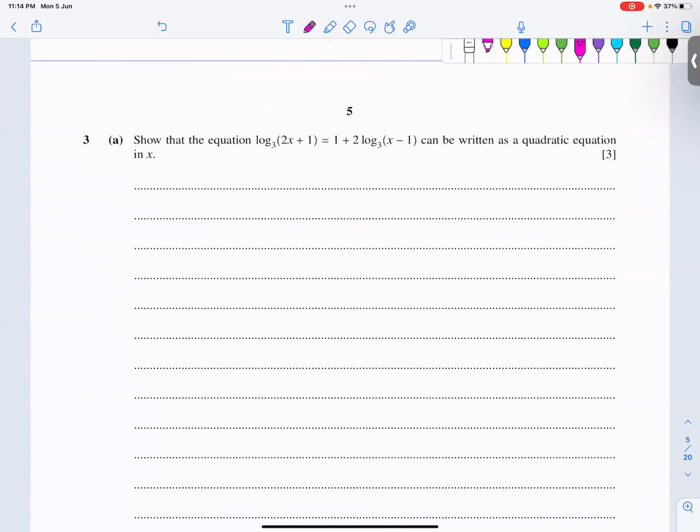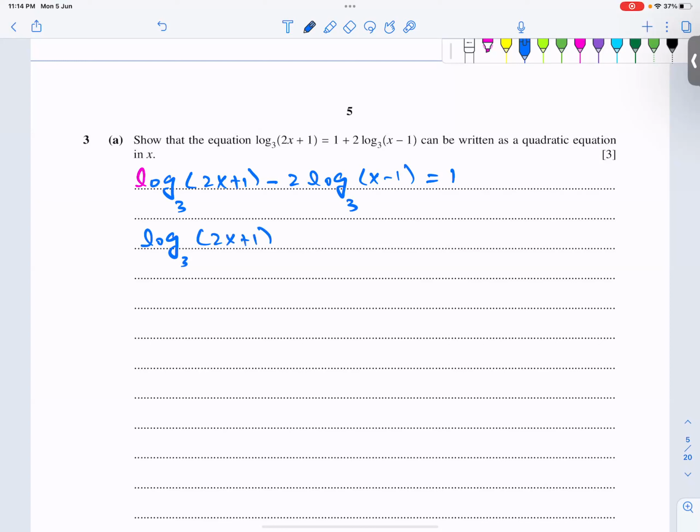Show that the equation can be written as a quadratic equation in x. So now it's a logarithmic equation, so you will apply the properties of log. First of all, combine all the logs. The left side will become log of 2x plus 1 with base 3 minus 2 times log of x minus 1 with base 3. The right side will be 1. Now apply the power property on the second log. Bring this power 2 in as the power of the log. So this will be log of (x minus 1) whole square with base 3, equal to 1.